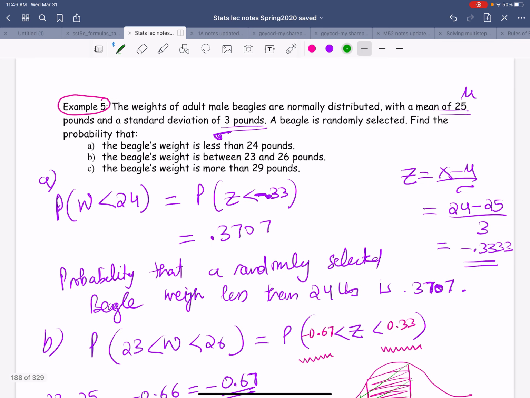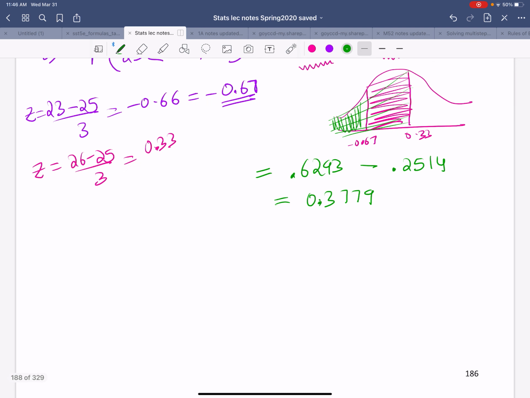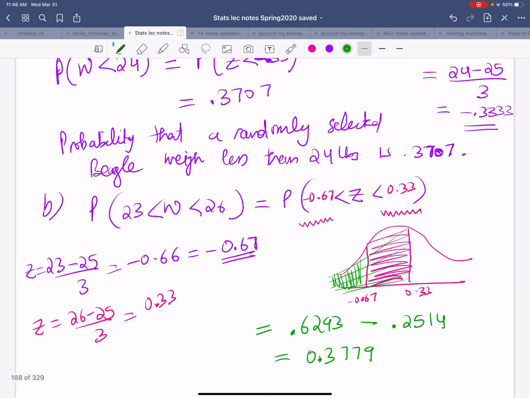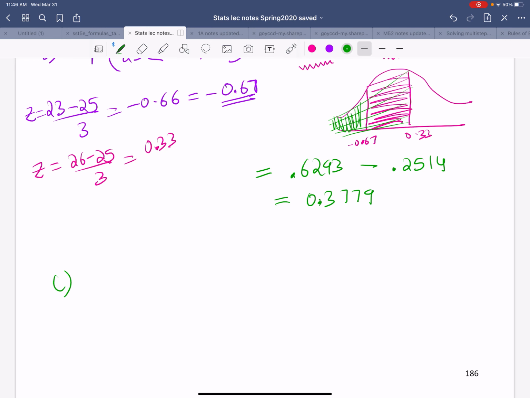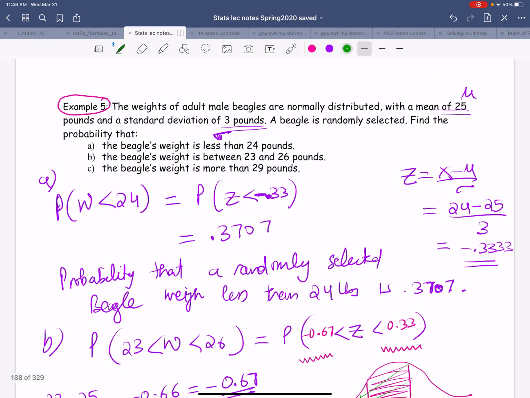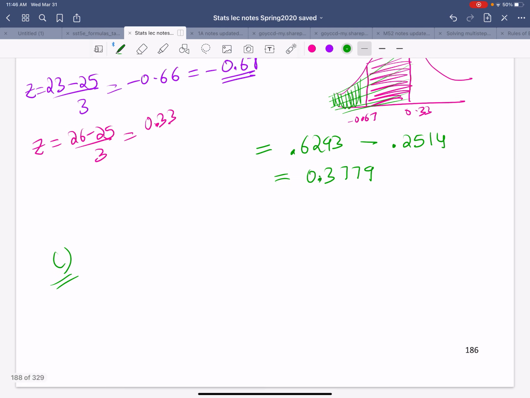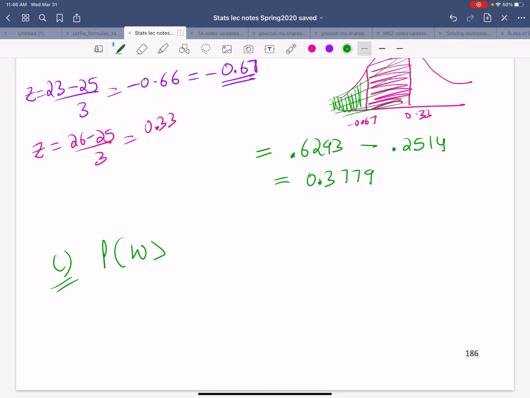So the probability that you randomly select a beagle and the beagle weighs between 23 and 26 pounds is 37.79%, or approximately 38% chance. Okay, let's look at part C now. For part C, the beagle weighs more than 29 pounds. What's the probability that you randomly select a beagle and it weighs more than 29 pounds?